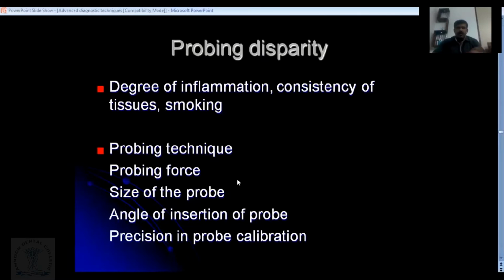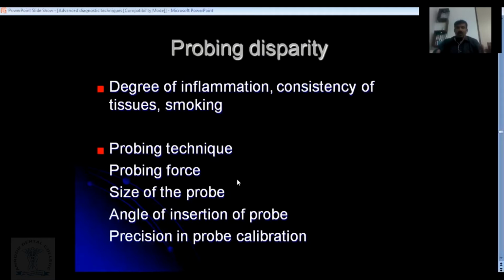So the main reasons for the disparity: one is probing technique. You should ideally probe parallel to the long axis of the tooth, and you do probing by means of something called walking the probe. Now, when we discussed gingival bleeding, I told you about running the probe, where you just pass it along the gingival surface and go all around. Here, the probing technique is walking the probe.